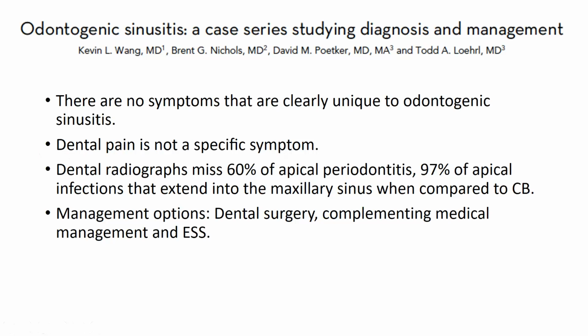can be related to the lack of pressure in the site of infection, as the maxillary sinus permits the drainage and also the pressure relief. And there is a recent study that showed that when compared to CT, dental radiographs missed approximately 60% of apical periodontitis, as well as 90% of apical infections that can extend into the maxillary sinus.